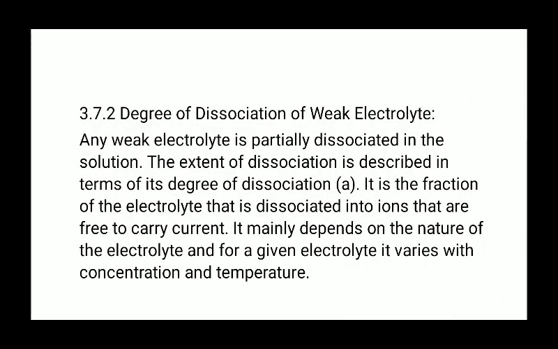Degree of dissociation of weak electrolyte. Any weak electrolyte is partially dissociated in solution. The extent of dissociation is described in terms of its degree of dissociation. It is the fraction of electrolyte that is dissociated into ions that are free to carry current. It mainly depends on the nature of the electrolyte, and for a given electrolyte it varies with concentration and temperature.